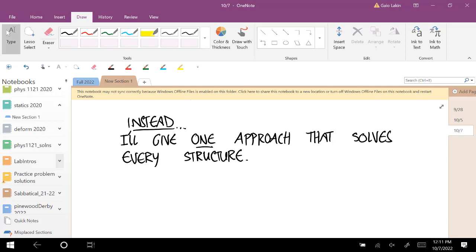Also, this approach lends itself really well to writing a program to do statics, which, in my experience working, you don't tend to do a lot of hand calculations. You write programs so you don't have dumb mistakes happen. And this is something you can easily put into an algorithm.